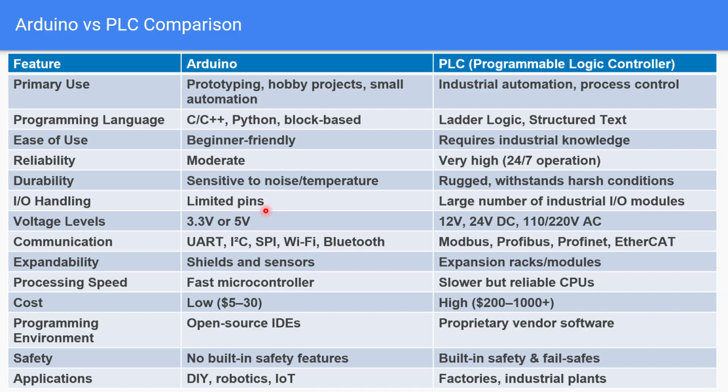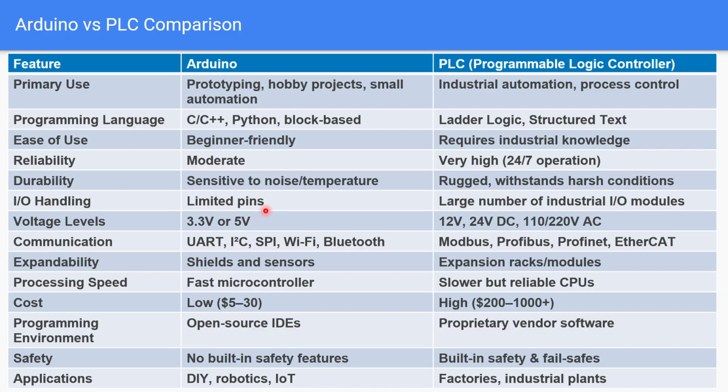Expandability: you can use Arduino shields and sensors. In PLC, you can expand it by racks and modules, as I have shown earlier for the Allen Bradley PLC. Processing speed: a much faster microcontroller, but it is slightly slower in PLC, though they are very highly reliable CPUs. Cost-wise, Arduino is very cheap, but PLC usually costs higher. Arduino is an open source IDE, but PLC is more like proprietary vendor-based software. However, there is a tendency nowadays going for open PLC, which is also, I think, Arduino based. But this is still not so common.